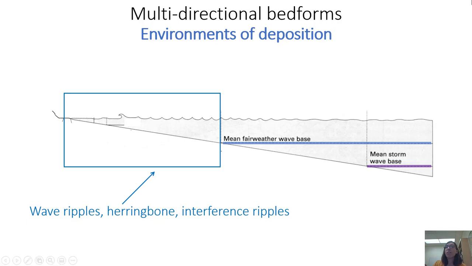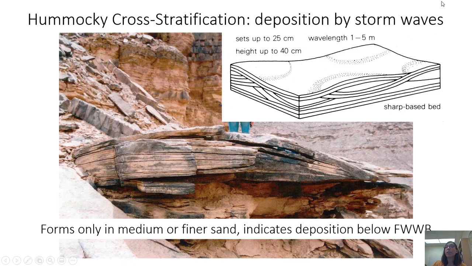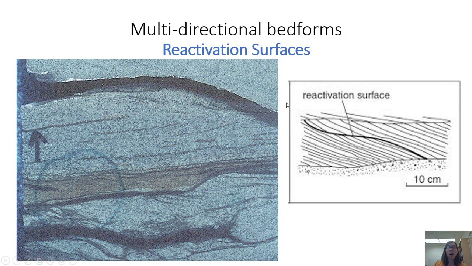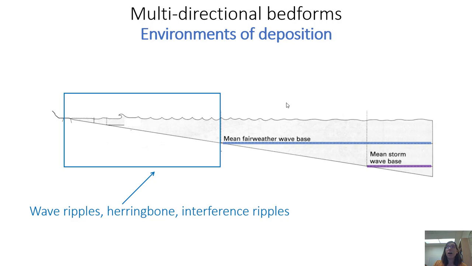Okay, so all of these structures that we've just spoken about, our interference ripples, our herringbone cross-stratification, our symmetrical oscillation ripples, they all form in the fair weather wave base region. So wave ripples, herringbone, interference ripples, reactivation surfaces, these are all occurring here above fair weather wave base.